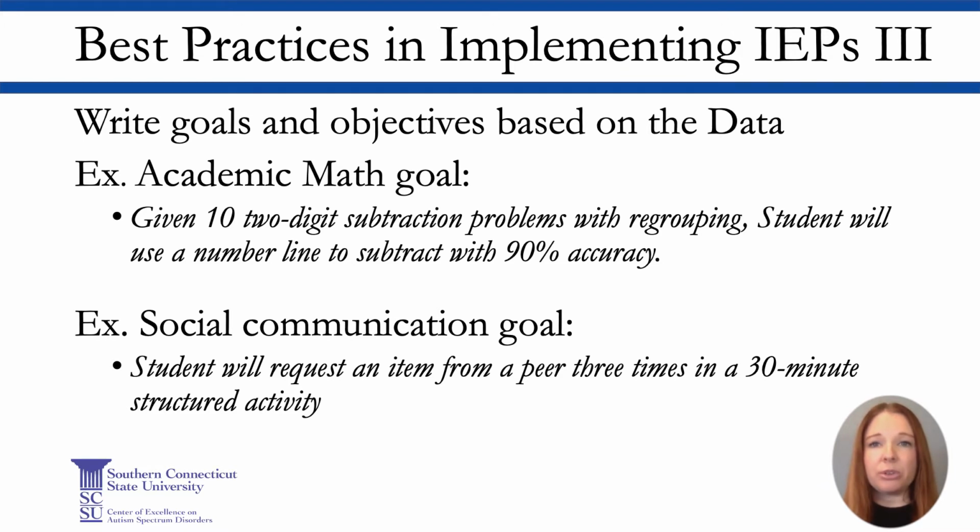In this next example, social communication assessments showed that the student does not often request items. And in a follow-up observation, the school psychologist noted that in a 30-minute observation, the student did not request any materials for the activity. Therefore, his social communication goal is written as follows. Student will request an item from a peer 3 times in a 30-minute structured activity. By using both formal data and collecting baseline data through teacher-created assessments and observations, clear measurable goals can be written.